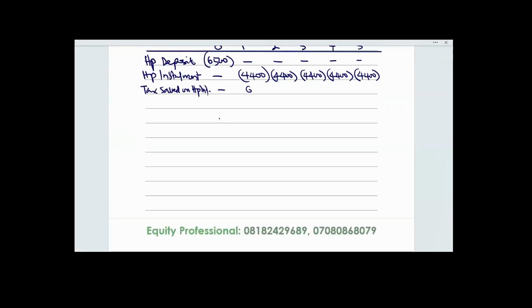630, 540, 420, 300, then 210. It's a saving. So then we consider tax saved on capital allowance. The first one is 1,500. You are saving 1,500. Then 1,125, 844, 633, then 698.